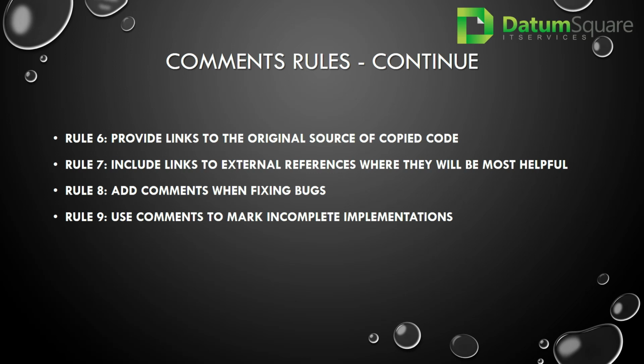Our rule number 8 states to add comments when fixing bugs. Comments should be added not just when initially writing code, but also when modifying it, especially when fixing bugs. The last rule, but not the least one, is to use comments to mark incomplete implementations. I hope the above examples have shown comments don't excuse or fix bad code. They complement good code by providing a different type of information.